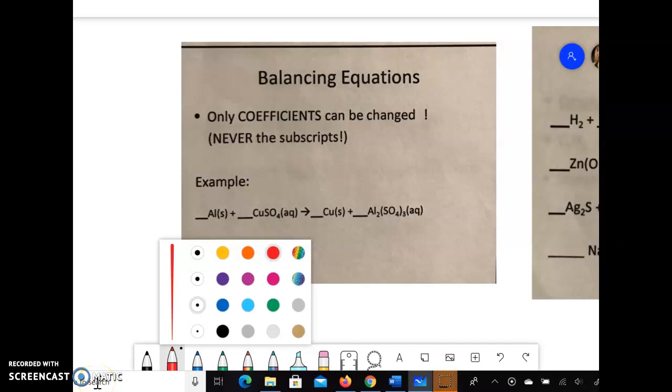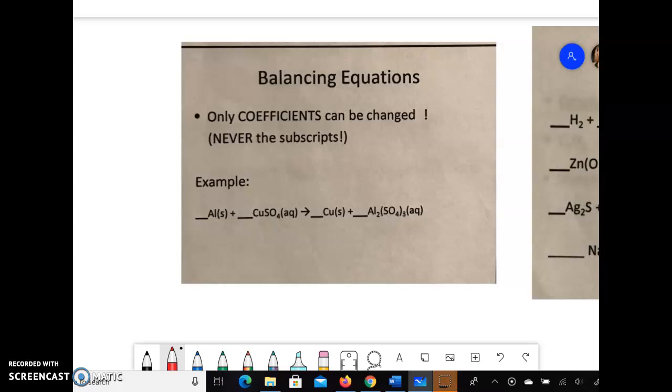This video is going to show you how to balance reactions, and there's really only one rule for this: you can only change coefficients. And coefficients are the numbers in front of the compound, not the little numbers that are below. Those little numbers are called subscripts. So don't ever change the subscripts to try to balance the reaction, and you can only put coefficients in front of the compound. You can't stick them in the middle.